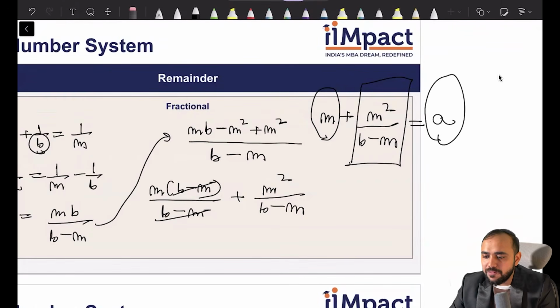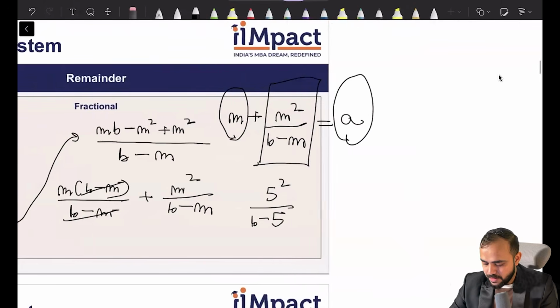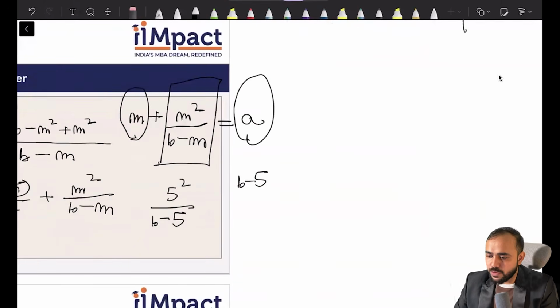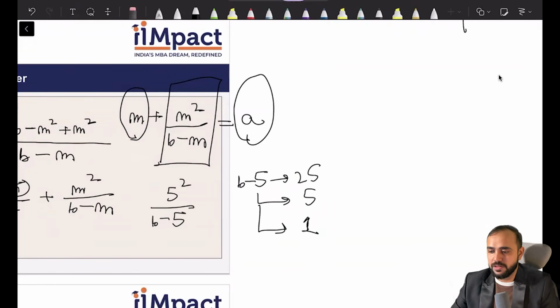And now it will be very easy to find the values of B because M is something they will give you. For example, if M is given as 5, you want 5 square by B minus 5 to be an integer, which means B minus 5 has to be a factor of 5 square. What are the factors of 5 square? 25, 5 and 1. So you can equate it once to 25, once to 5 and once to 1. Corresponding to this, you will get values of B, and corresponding to those values of B, you will get corresponding values of A.